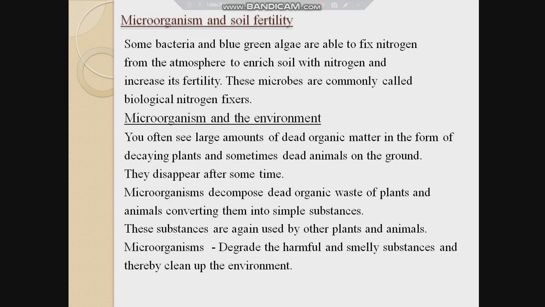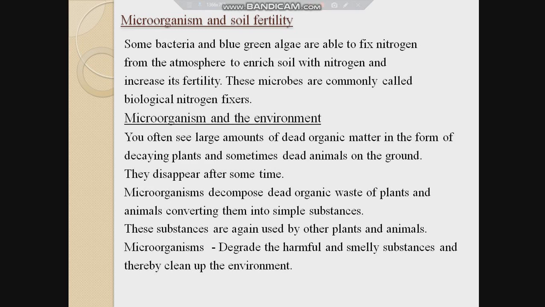Now, let us discuss microorganisms and soil fertility. There are some bacteria like rhizobium which live in the nodules of plants, that is root nodules of plants such as gram, green pea and bean. These bacteria absorb the nitrogen of the atmosphere and convert it into nitrates which serve as natural fertilizer for plants.